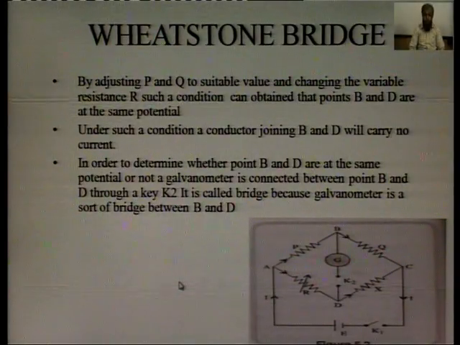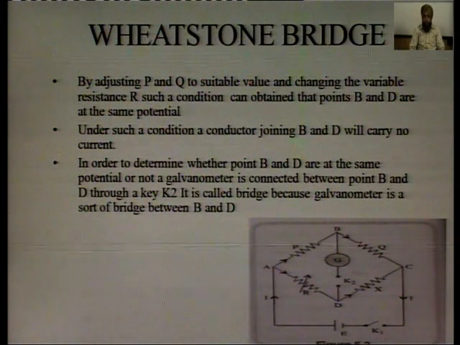By adjusting the values of P and Q to suitable values and changing the variable resistance R, such a condition can be obtained that points B and D are at the same potential. Under such a condition, a conductor joining B and D will carry no current.